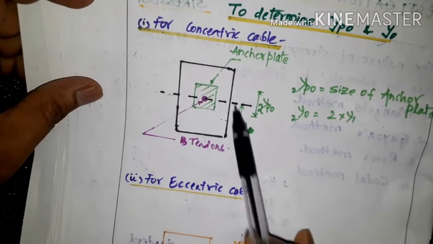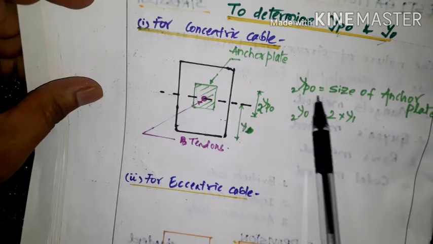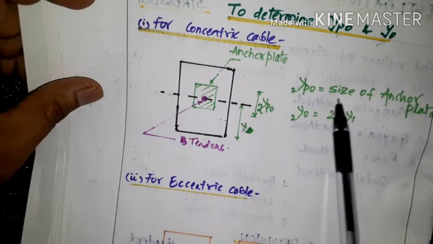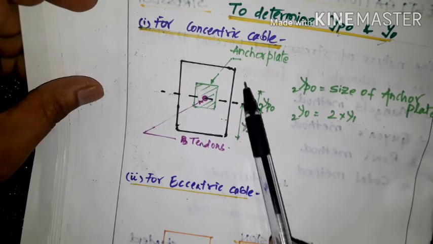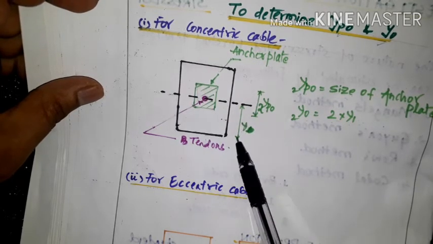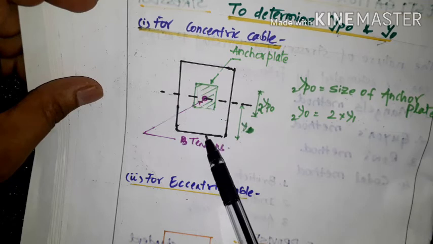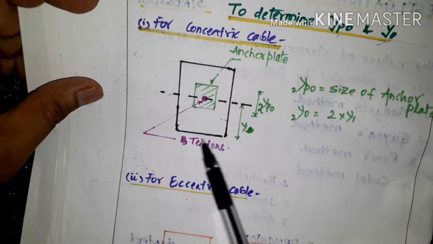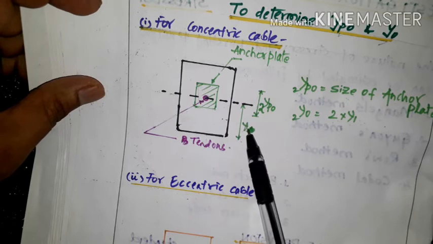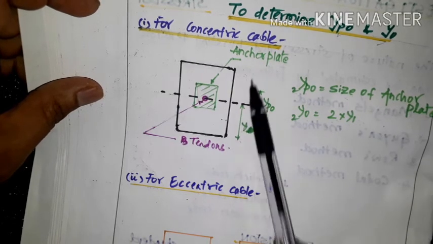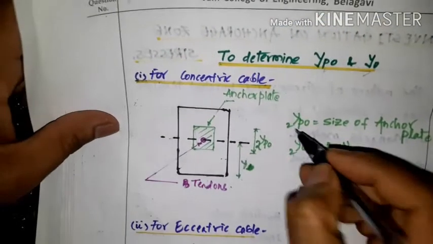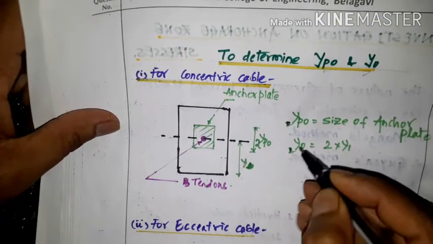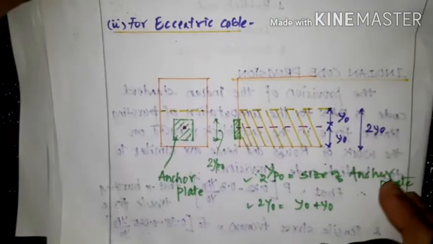So if the cable is concentric, directly yp naught is the size of the anchor plate, and y naught is 2 times y1. And y1 is the distance from the center of the cable to the extreme face of the beam section, so that's why it is y1 plus y1, which will be y naught. Small correction: here it is yp naught and y naught.